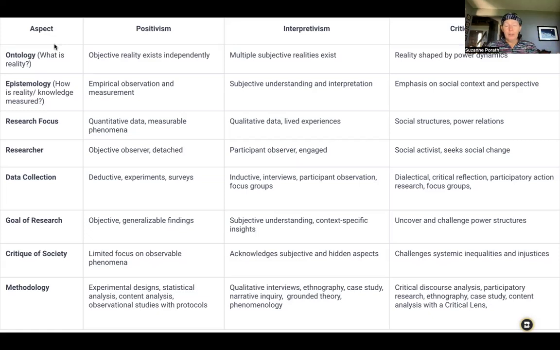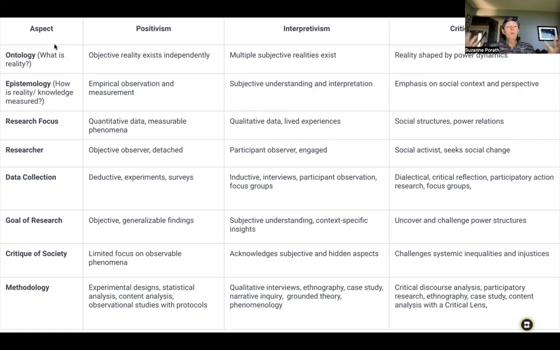For critical theories and things that lie under that, the researcher is a social activist, recognizing the power dynamics that are happening in the social context with the participants. The researcher is trying to help them also understand it and seek change. And so data is going to be more dialectic. It's going to have the participants have some critical reflection, potentially participatory action research, where the participants are actually part of the research, not just observation and taking data from, but co-constructing the research.